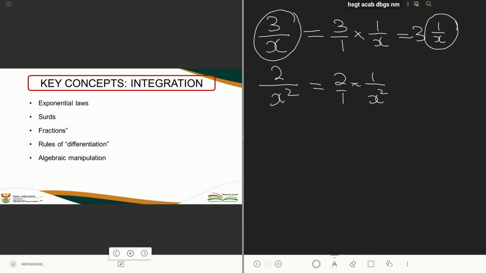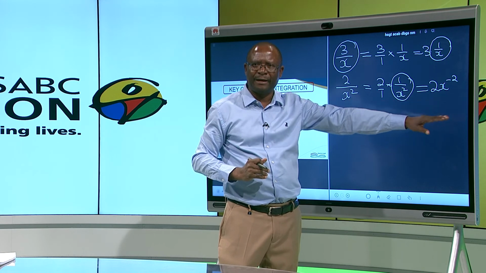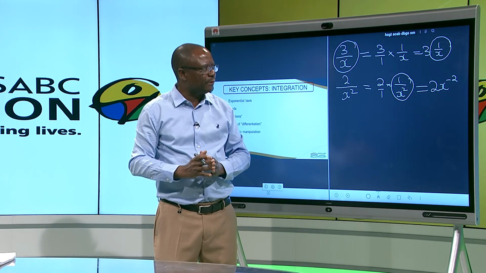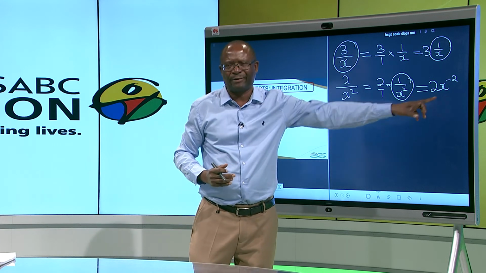But now, this 1 over x squared is not in the same format as 1 over x. If it is not in that format, we must try to change it into its simplified exponential form. Therefore, the whole fraction will be 2x to the exponent of -2. Can you see it? In this format, we can apply the laws and integrate this.